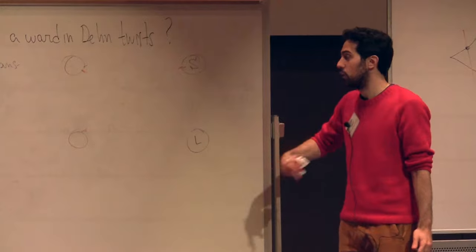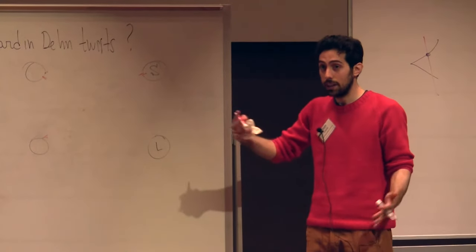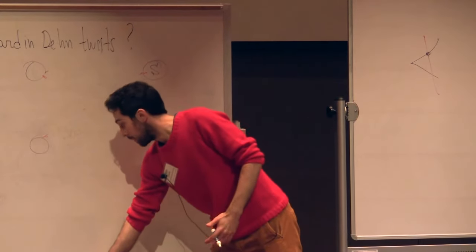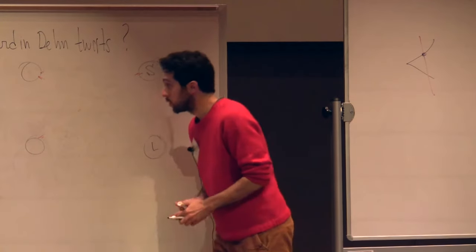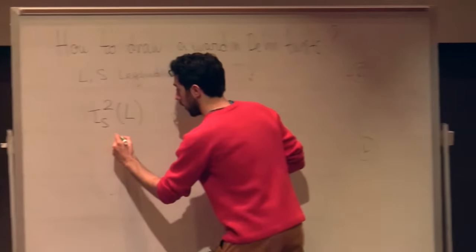Well, a way of thinking about this is, I have to handle slide twice about S. And that will be OK. That's one way of doing it. But I'm going to explain another one, which is you think of this as being the monodromy of something.